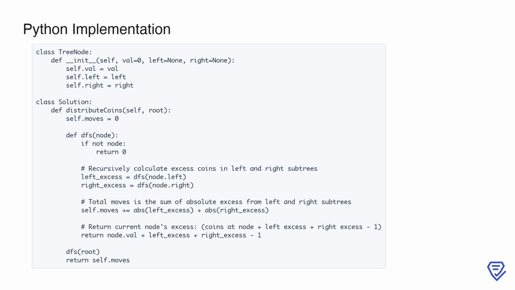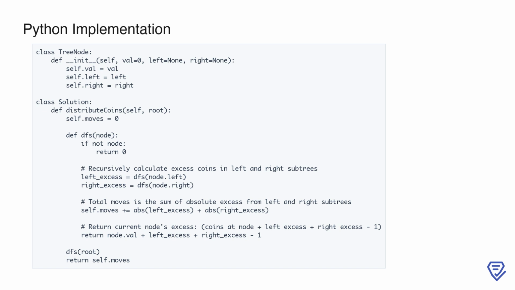These represent the moves required to balance the coins at the current node. 6. The function then computes the current node's total excess coins. This is given by the formula node.val plus left_excess plus right_excess minus 1. Here, node.val is the number of coins at the current node, and -1 accounts for the fact that the node needs exactly one coin to be balanced.